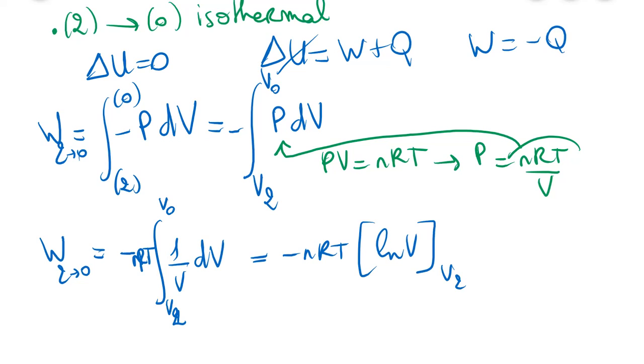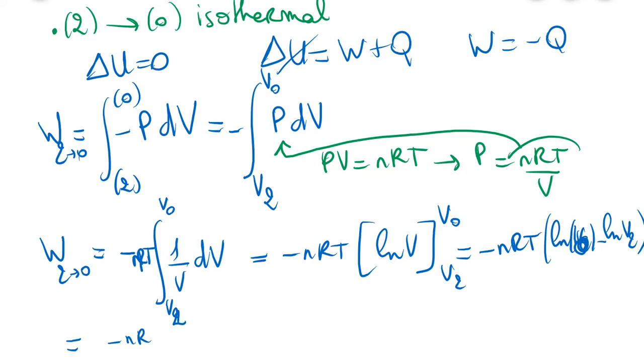Between V2 and V0. And as you remember, V2 is actually V0 over 3, but we will make this replacement later. For now, let's just do the difference. ln of V2 minus ln of V0, okay, minus ln of V2. So let's do that. We are going to have here minus nRT ln of V0 over V2.